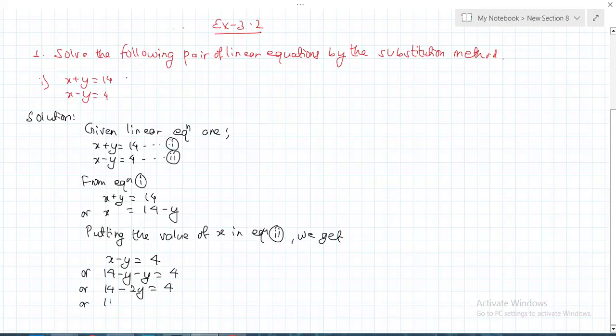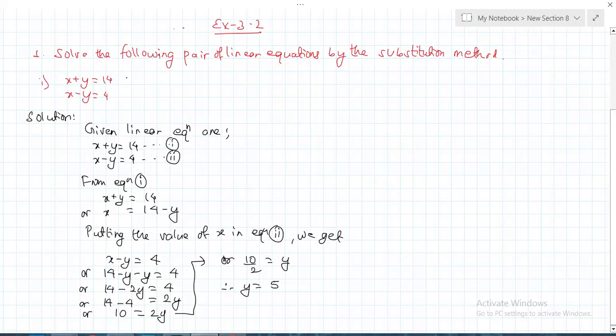So similarly, 14 plus 4 this side bring, then what will happen? 14 minus 4 is equal to, similarly, minus 2y moved to that side becomes plus 2y. Now subtract this: 14 minus 4 is 10, equal to 2y. Now 2 into y, moving 2 to the other side, we divide. So you can write 10 upon 2 is equal to y. Therefore, 10 by 2 means 5. We get the value of y equal to 5.